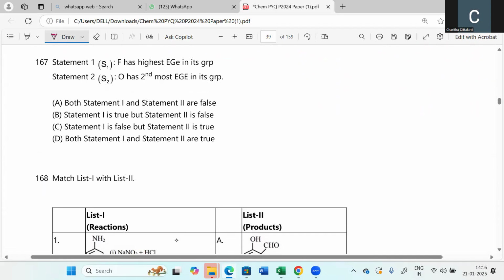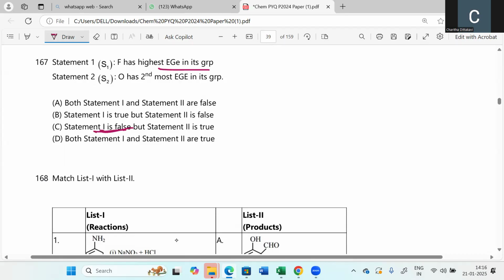Remember that statements. 167. Then F has the highest electron gain enthalpy in its group. Is that correct? No. Why? Because fluorine has higher electronegativity, but not electron gain enthalpy, because it has to fight with its own electrons which came up onto it, with its own repulsions, and also it has to absorb energy also, right? So although it has to be fluorine, but chlorine wins the job. So statement 1 is false.